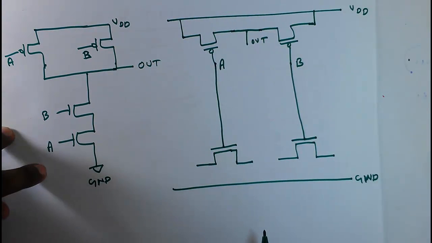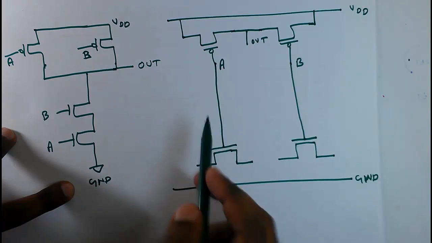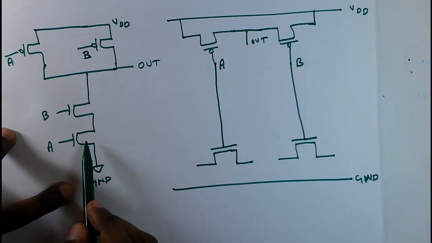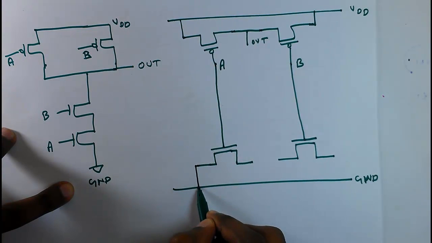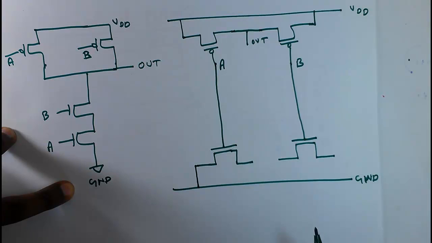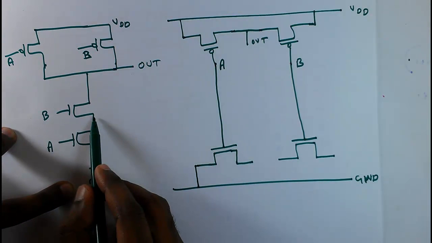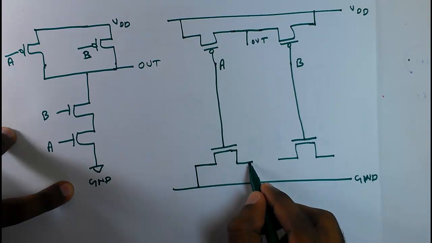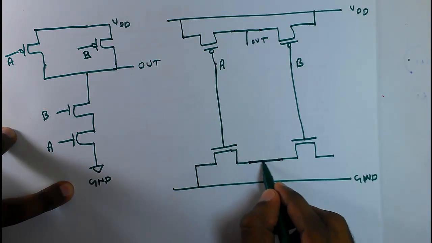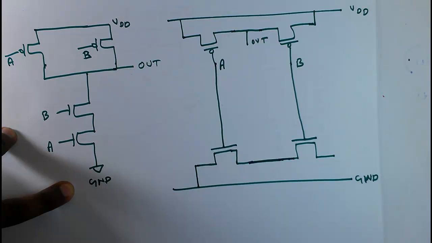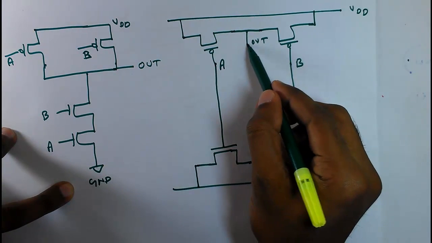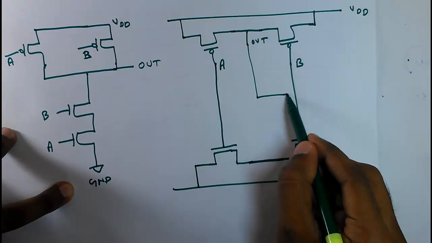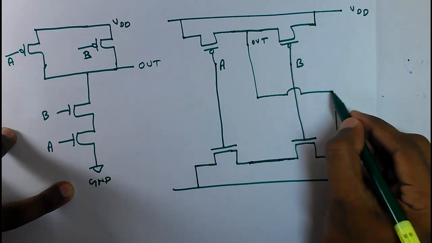Now the remaining connection, the ground connection. For the MOSFET which has gate A, the source is connected to ground. So I am connecting the source to ground. So this is the ground terminal. And the drain is connected to the source of the next one. So this drain is connected to the source of the B MOSFET. And the B MOSFET drain is connected to the out terminal. So this is the out terminal, and they are connected together to form the out.